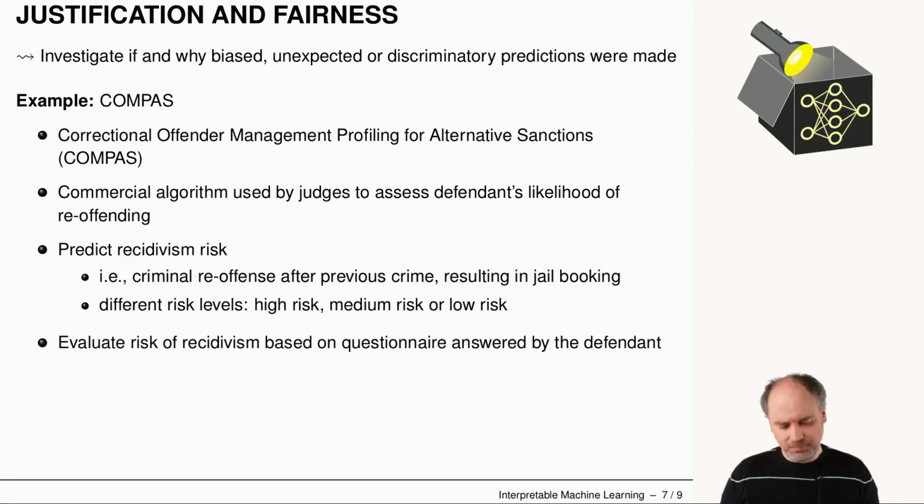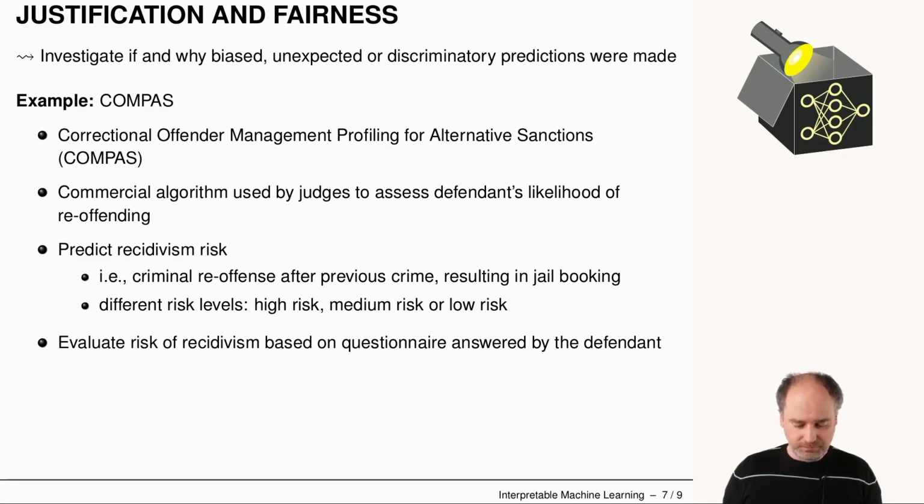And then the system was tasked to predict whether there was a certain likelihood of that person to reoffend after being already in jail for a previous crime. And the model was tasked to predict the level, the probability of that risk, so either high risk, medium risk, or low risk.